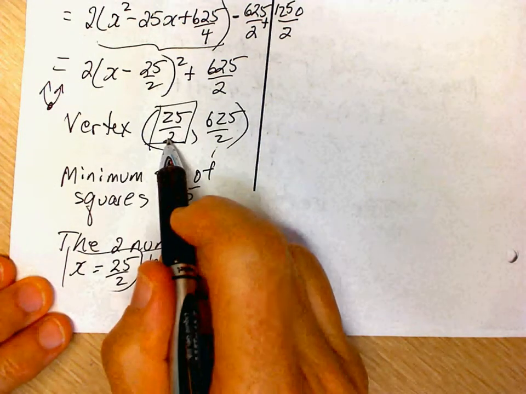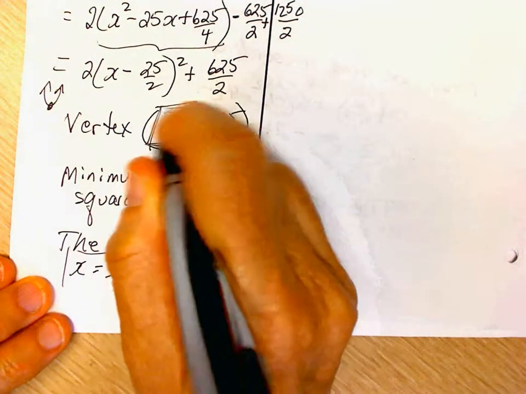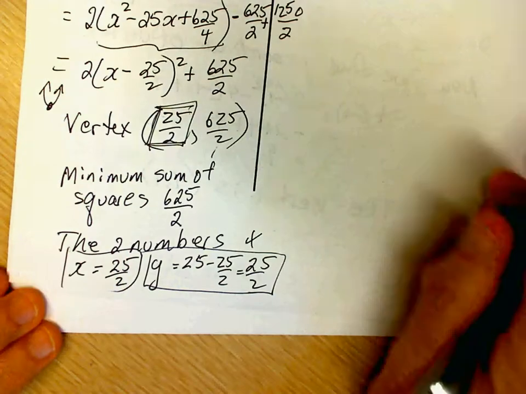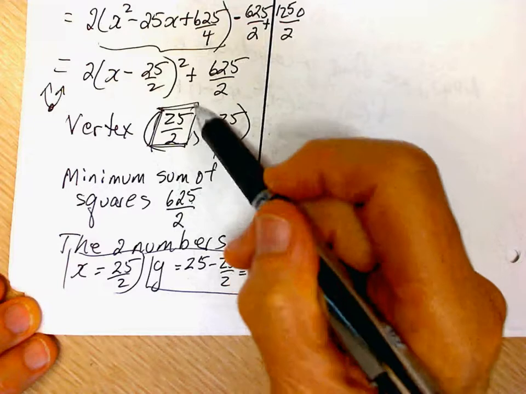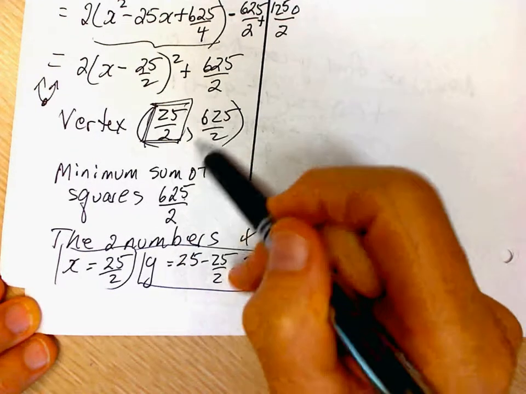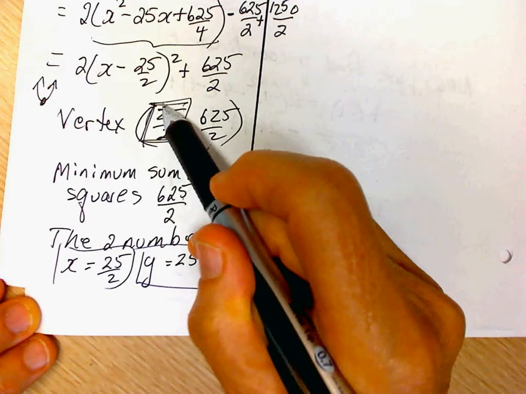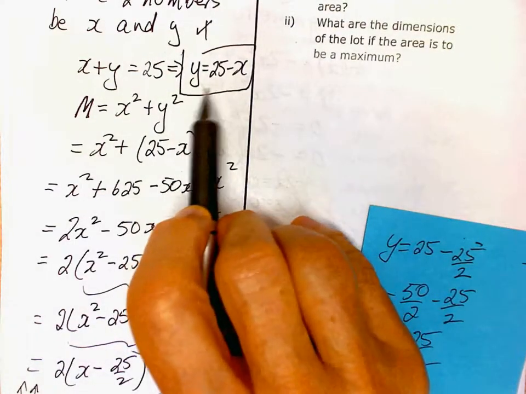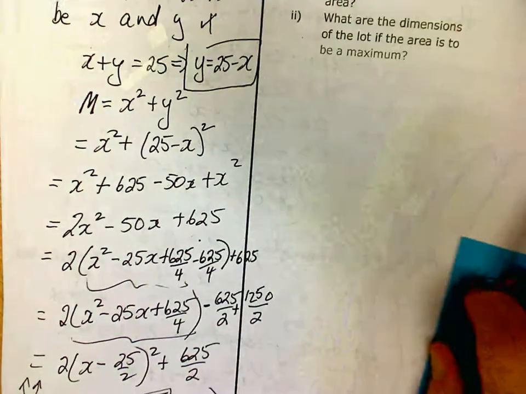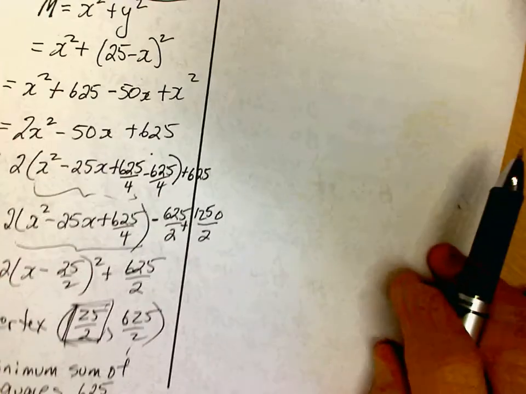From the vertex. Right there, that little guy right there. I got it right there, because my minimum occurs when x equals 25 over 2. So now I can use my x at 25 over 2 to calculate my y value. Anything else I can answer?